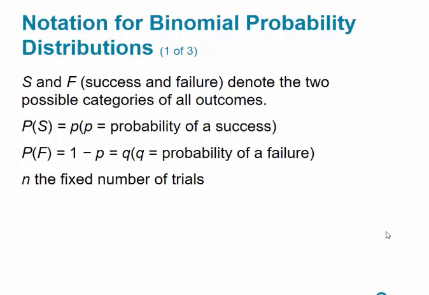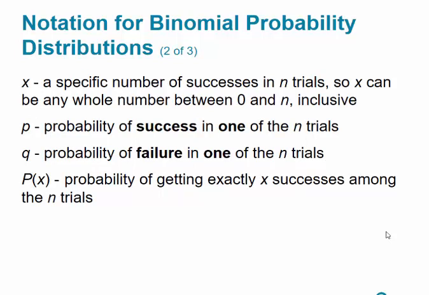And so here's some information that we have as far as how we can find the probabilities. We have S and F, success and failure. Those are two possible categories of all outcomes. The example for the coin would be H and T. So the probability of S is equal to P, which is the probability of success, and the probability of F would be 1 minus P, which is equal to Q, the probability of failure. And then N is the fixed number of trials. So for the example of flipping a coin 10 times, N would be 10, P would be 0.5, and Q would also be 0.5 because it's a 50-50 chance.